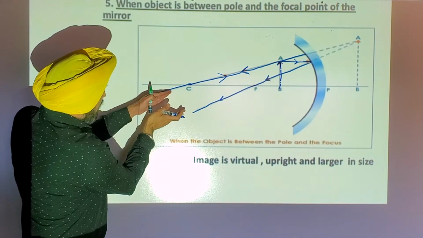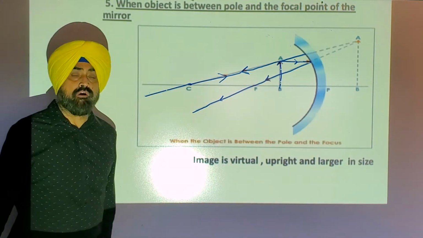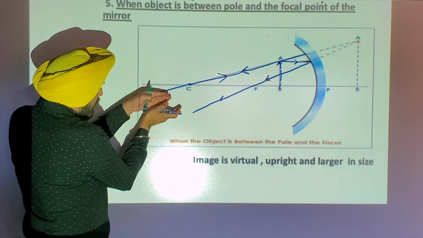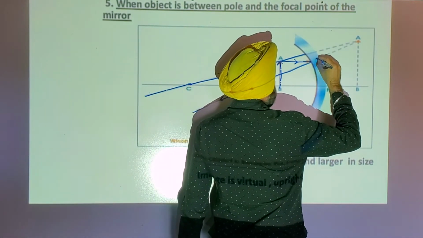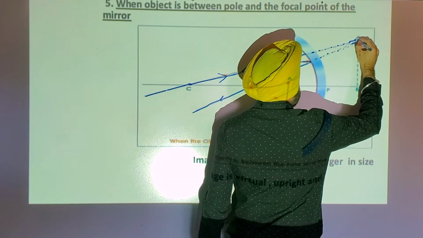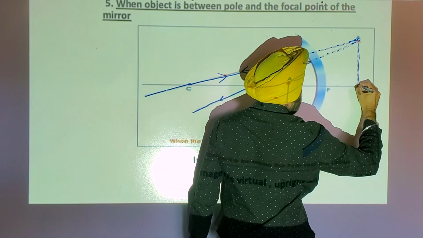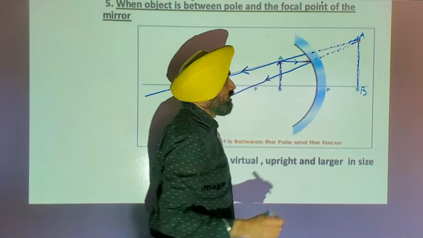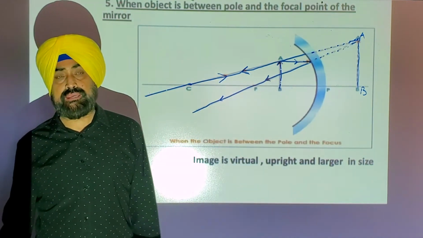Now see, they are diverging apart, right? In the last part, when the object was placed on the focal point, they were going parallel. Here they are not going parallel, they are diverging. If we back produce this, it looks like they're meeting here. So the image will be formed at, this is the image, A dash B dash. So A dash B dash is the image formed for the object placed between the focal point and the pole.